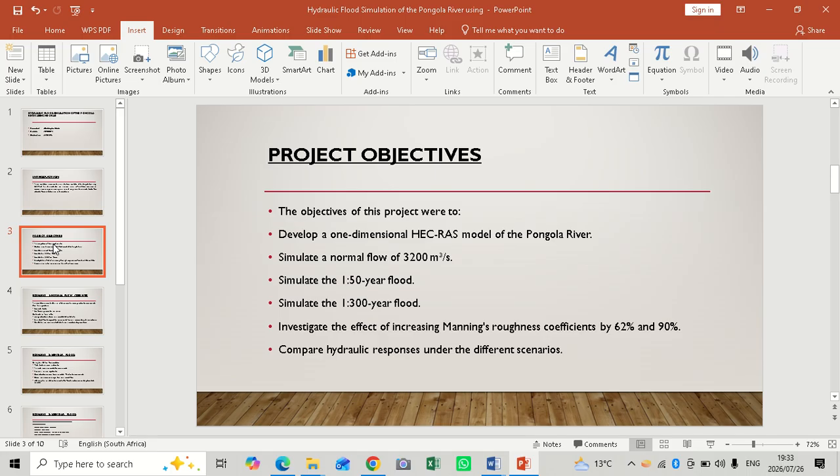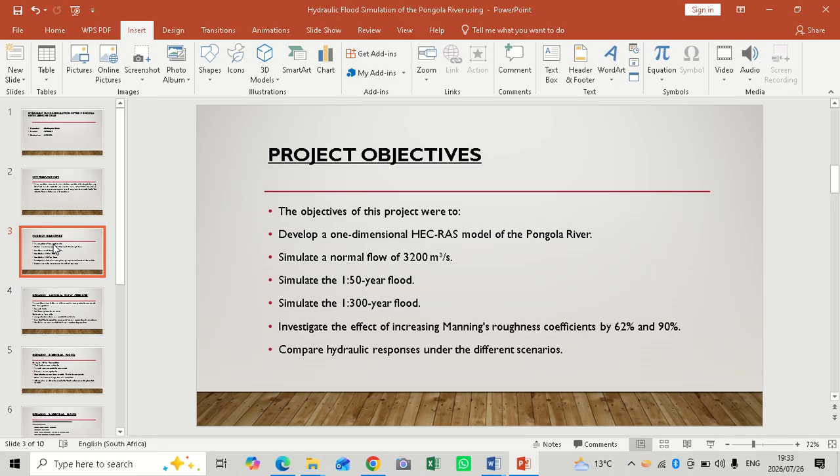The objective of the project was to evaluate the hydraulic behavior of the Pongola River under different flood conditions using HEC-RAS. To achieve this, a hydraulic model of this river was developed using 11 cross sections.